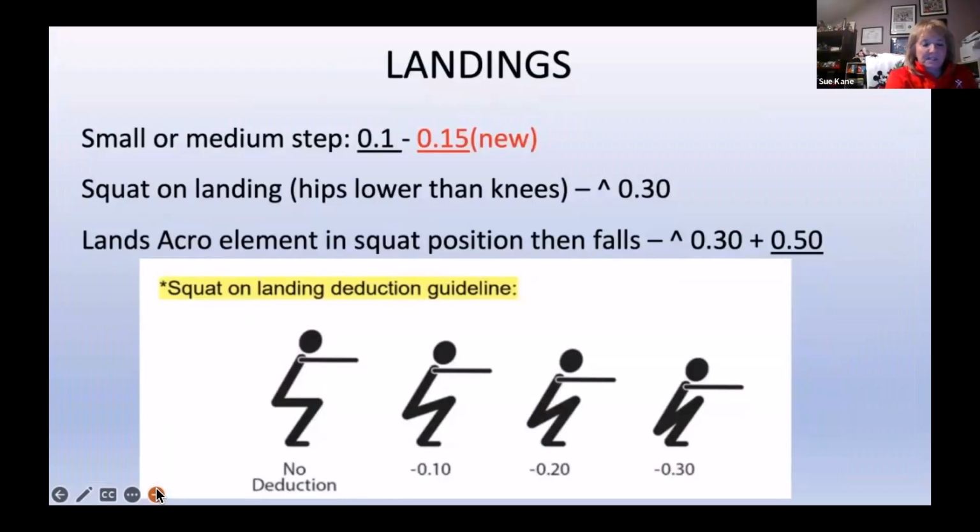Landings, the newest deduction is the medium step, which is the 0.15. And then landing the acro element in that squat position, if they do land in that deep squat with their hips all the way down to their feet and then they fall, you would take the 3/10 plus the fall. Or even if they land, say, in that second position, you would take 1/10 plus the fall.